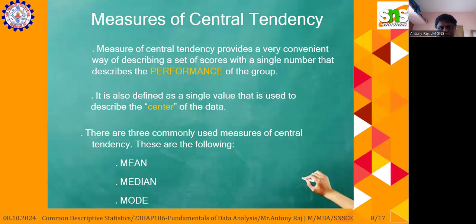These are the three common measures of central tendency: the mean, the median, and the mode. Central tendency is also defined as a single value that is used to describe the center of the data set. That is why it is called the central value.